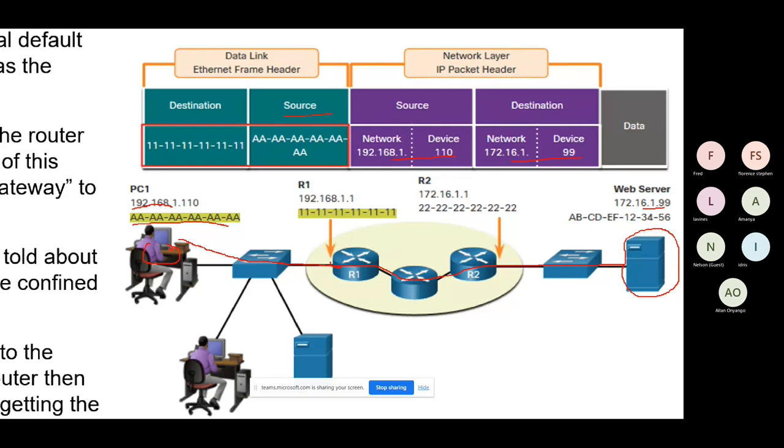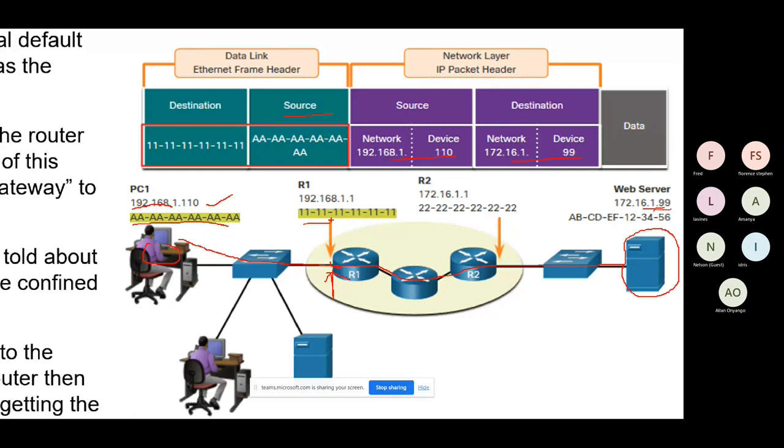So when a message leaves the PC, going to the server, it reaches the router through this interface here. And the MAC address of that router is 11:11-11:11 all the way. The message from the PC, the packet at layer 3, has a source IP of 1.110 and a destination IP of 172.16.1.99. Now that IP is going to remain throughout from PC to router R1 to the next router to R2 to switch to the server.